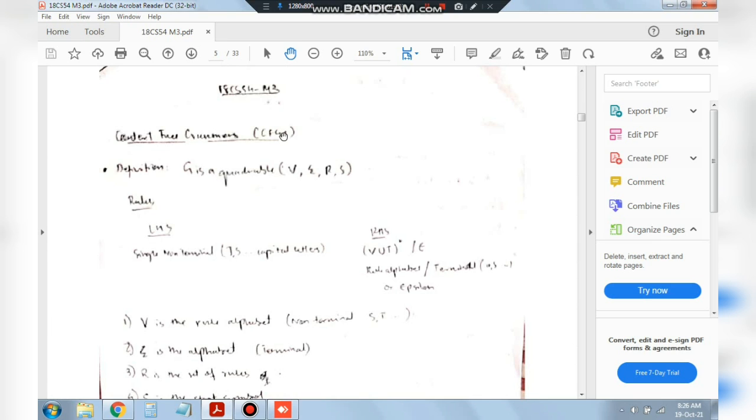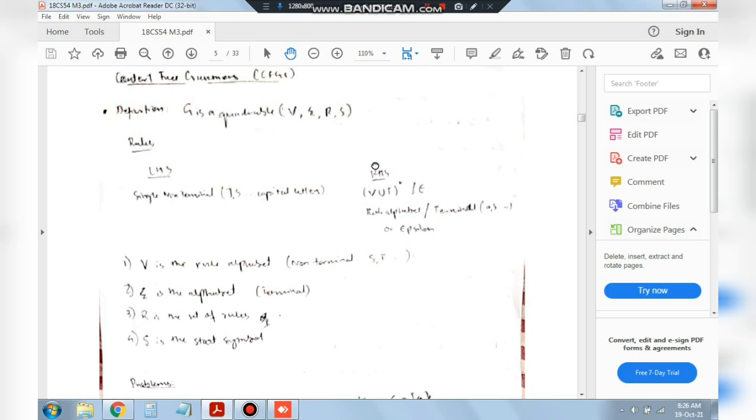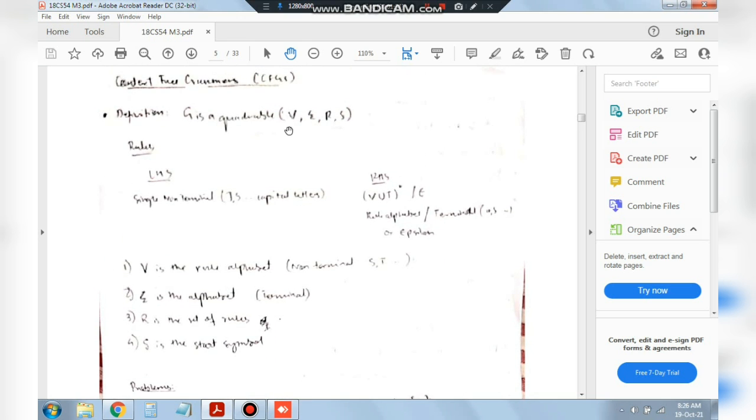What is a context-free grammar? Firstly, G is a quadruple, defined by these four letters: V, sigma, R and S. What are these four letters? We'll discuss now. V means capital letters. Remember that. I'll discuss what capital letters mean in the upcoming examples, but for now, remember that V means capital letters.